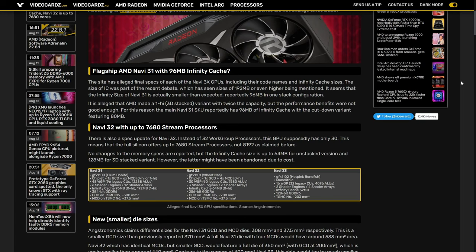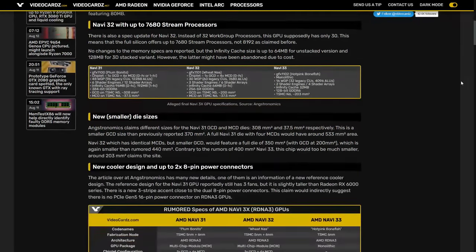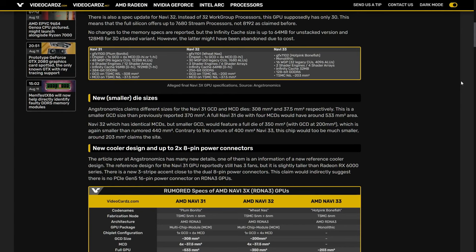There are no specifications in terms of memory changes, but the Infinity cache size is up to 64 megabytes for unstacked, and for the 3D stacked variant it is going to be 128. However, the latter might be abandoned due to cost. We also have some interesting information about the die sizes, because it seems the dies are actually smaller. This makes the Navi 31 GCD 308 square millimeters and the MCDs 37.5 square millimeters each, which is a smaller GCD than the previously reported 370 square millimeters. A full Navi 31 die with 4 MCDs would have around 533 square millimeters of area.